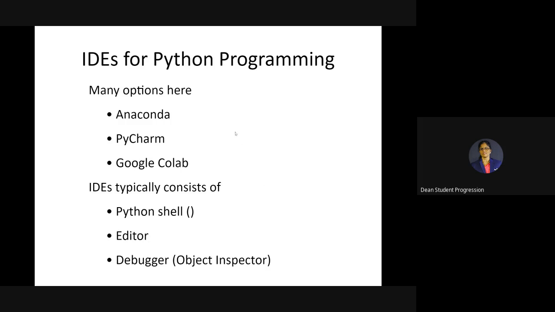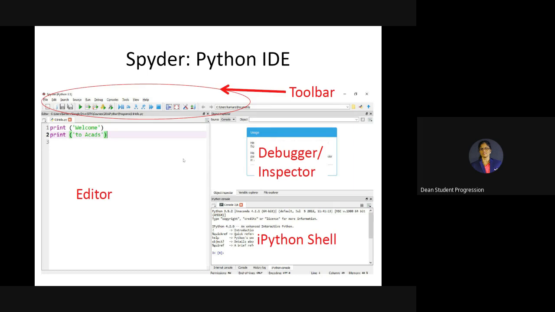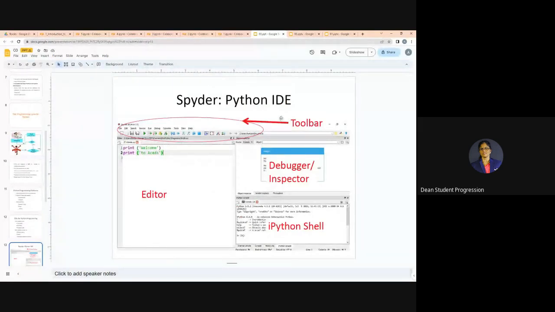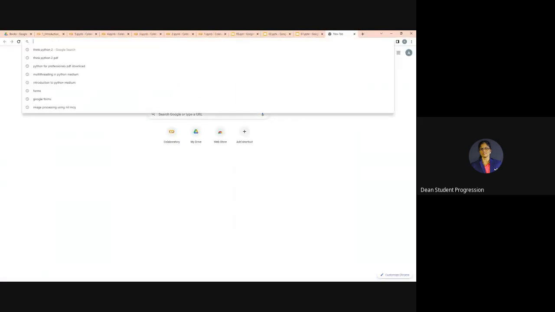While coming to the IDEs, we have the Python shell, editor, and debugger or object inspector, etc. If we see an IDE like Spyder, it looks like this. After installation, we have a toolbar with plenty of options, this is where the editor is, this is the place for the debugger or inspector, and this is the IPython shell, where the outcomes can be seen in the console. The console is a place where you can directly apply code or see the output.